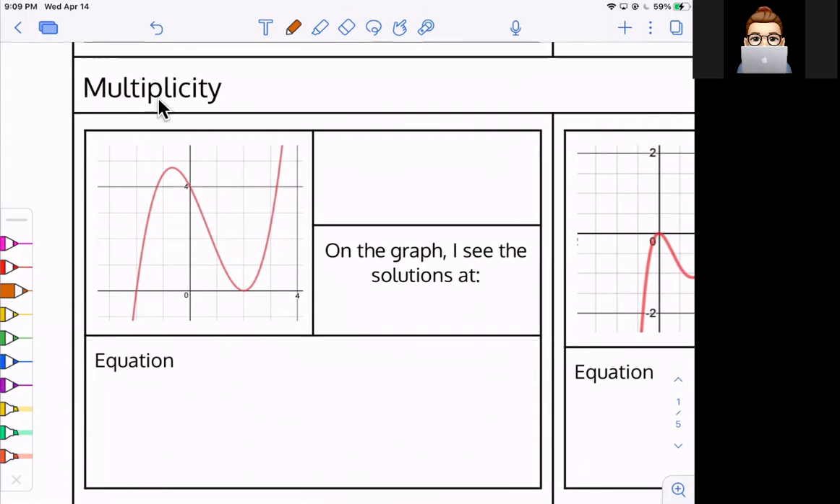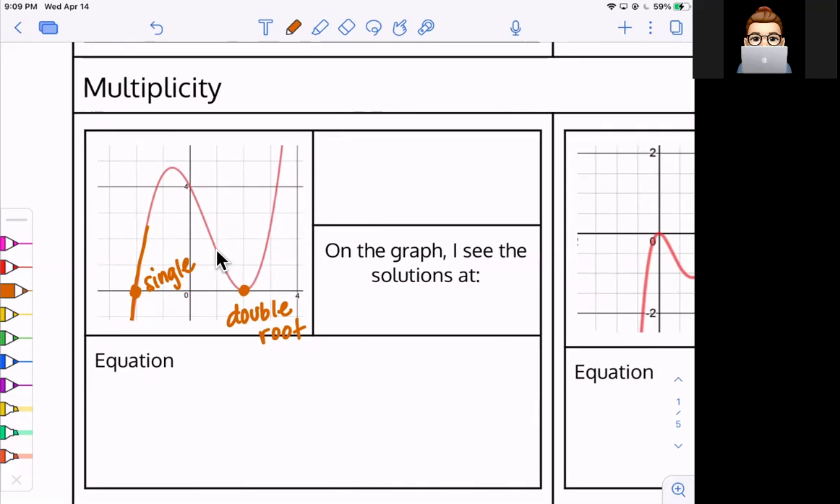It counts as 2. So this point right here, where you see the graph comes down and bounces, is considered a double root, right? When it goes straight through like that, this would be considered a single root. It goes straight through here. It doesn't stop or do anything else.